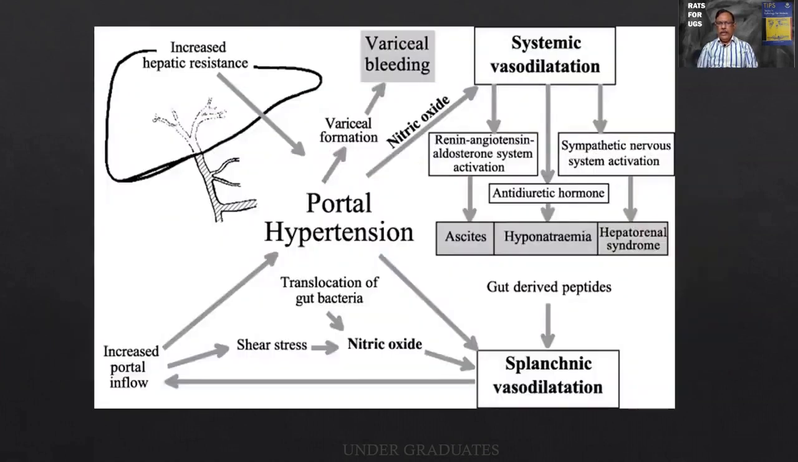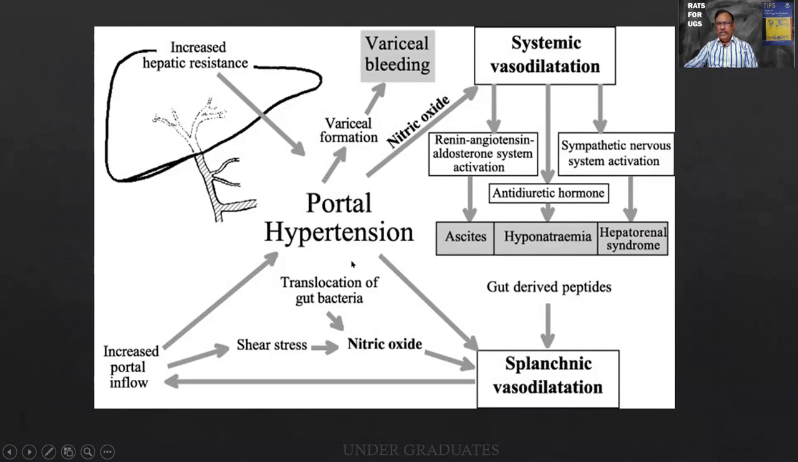This is a portal hypertension I have been talking about. This itself can be a question. Hence, I pray that you people learn by heart this particular flow diagram. So this is a liver, there is an increased pressure, cirrhosis can be one of the causes, and this can lead to a variceal bleeding.